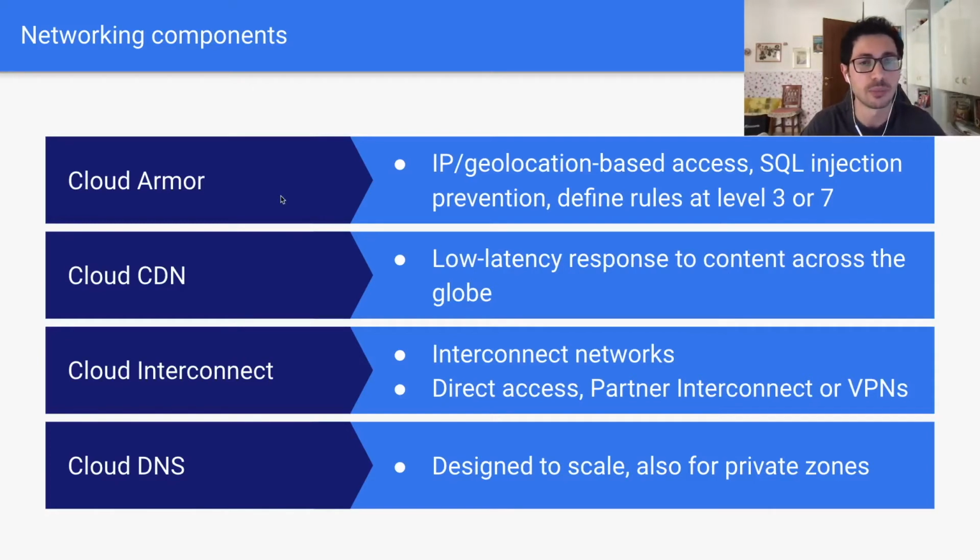Cloud Armor provides basically a few things to defend yourself from malicious attacks. For example, from distributed denial of service attacks. It provides quite a few features. For instance, you can prevent or give access based on IP or geolocation. It allows you to prevent SQL injection out of the box. It allows you to define network rules at level 3 or 7 of the network, so network level or application level, and a few other things.